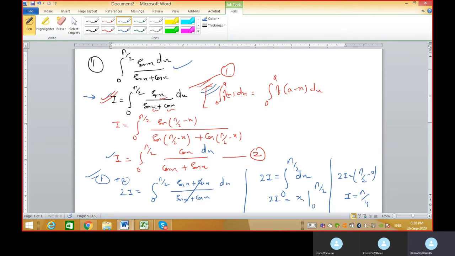Then when you apply upper limit minus lower limit, you will get pi by 2. Then it will be pi by 4. And this is also one of the important steps. You can learn it like that. Most of the answers of this kind of type is pi by 4.